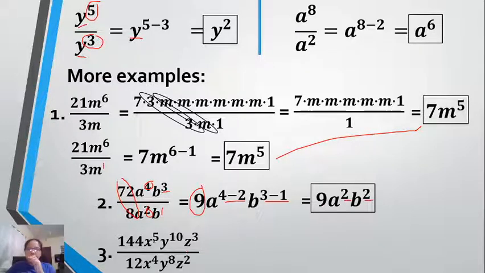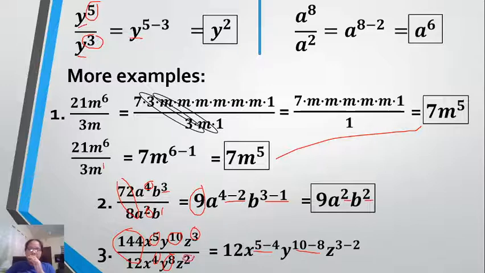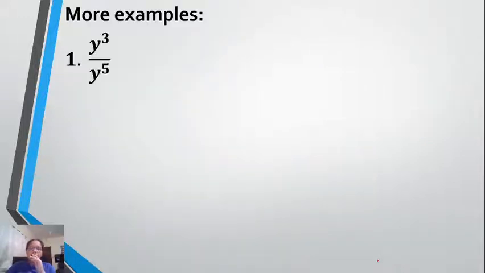How about 144x to the 5th y to the 10th z cubed divided by 12x to the 4th y raised to 8 z squared. So divide the numerical coefficients, 144 divided by 12, that will give us 12. And then subtract the exponents of x, 5 minus 4, exponents of y, 10 minus 8. And then the exponents of z, 3 minus 2. Simplifying further, that will give us 12xy squared z. Let's have some more examples.